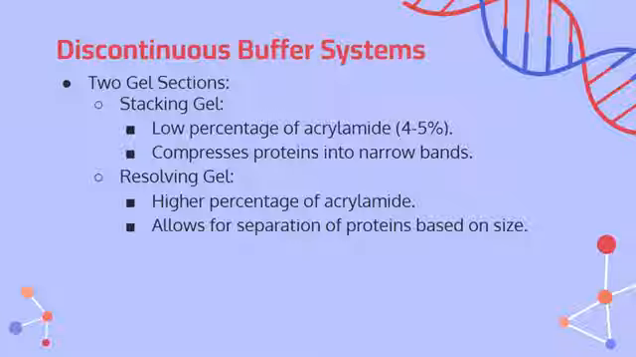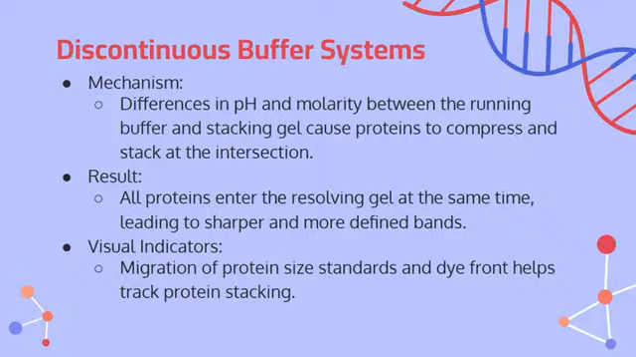We have a stacking gel, which is a low percent of acrylamide, at 4 to 5%, and they compress proteins into narrow bands. And then we have a resolving gel, which has a high percent, which allows for the separation of proteins based on size. So the difference in pH and molarity between the running buffer and the stacking gel causes the proteins to compress and stack at the intersection. Result: all proteins enter the resolving gel at the same time, leading to a sharper, more defined band.